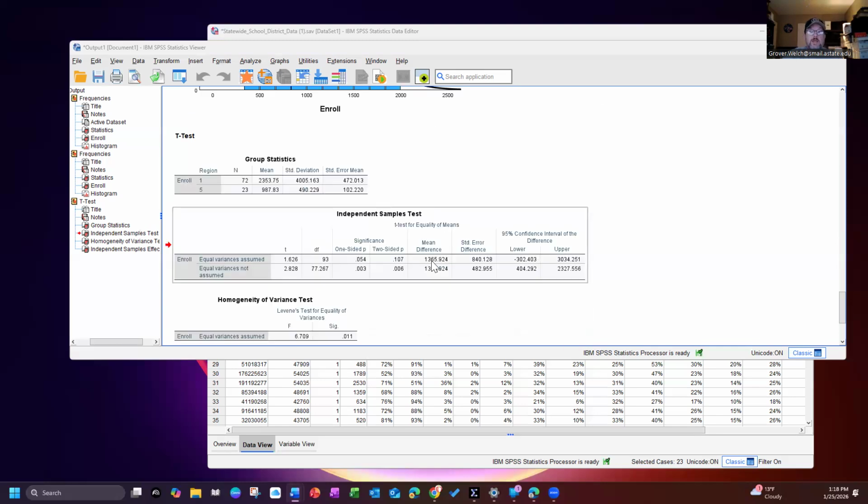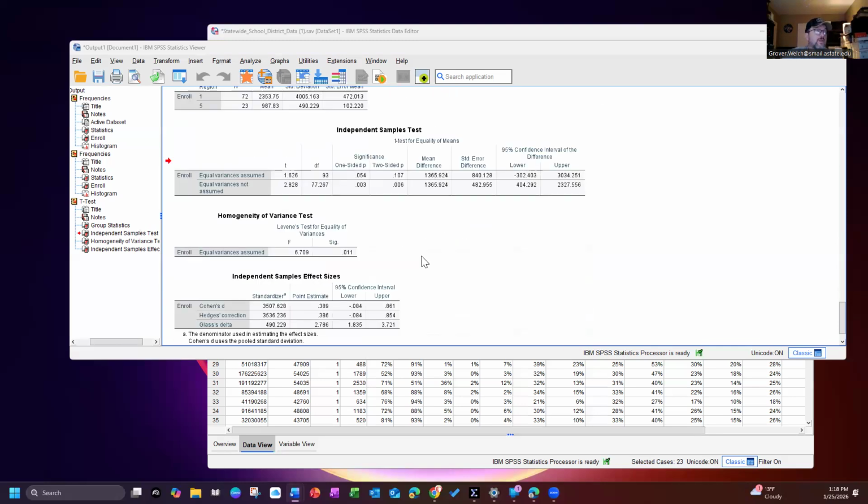My independent samples t-test. An independent samples t-test was conducted to compare enrollment between Region 1 and Region 5. Results revealed that Region 1, with a mean of 2,353.75 and a standard deviation of 4,005.16, had a marginally higher enrollment than Region 5, which had a mean of 987.83 and a standard deviation of 490.23.